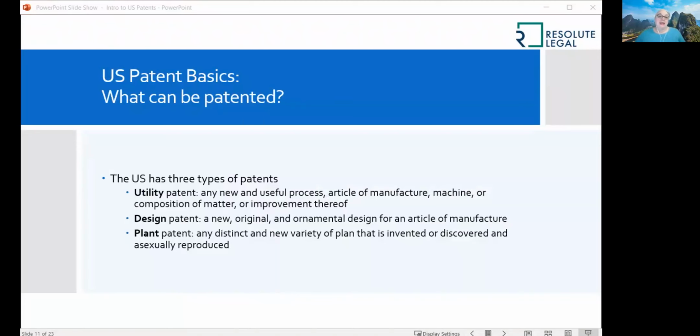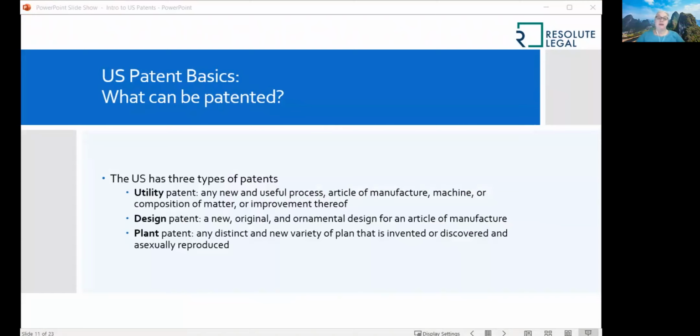So in the United States, what can be patented? We have 3 types of patents in the United States. The first one is a utility patent, which is what I'm going to speak about most in the rest of this talk. A utility patent can be granted for any new and useful process, any new thing that is manufactured, any new machine, any new composition of matter, or improvements to these articles.